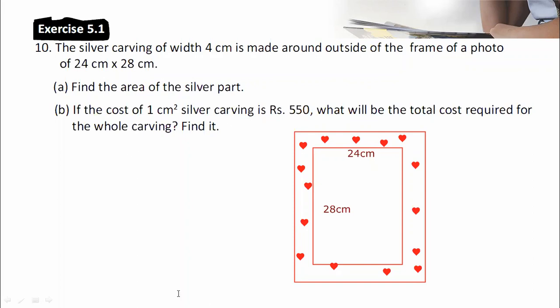For it, at first we have to find out the area of this outer part. यो बाहिरपट्टिको जुन part छ carving बनेको छ यसको area निकाल्नु पर्ने. Then area is multiplied by the rate to get the total cost. Okay, so the first number, A number is usable for the second one also, because at first we have to find out the area in question number A, and in B number area is multiplied by the rate to get the total cost.